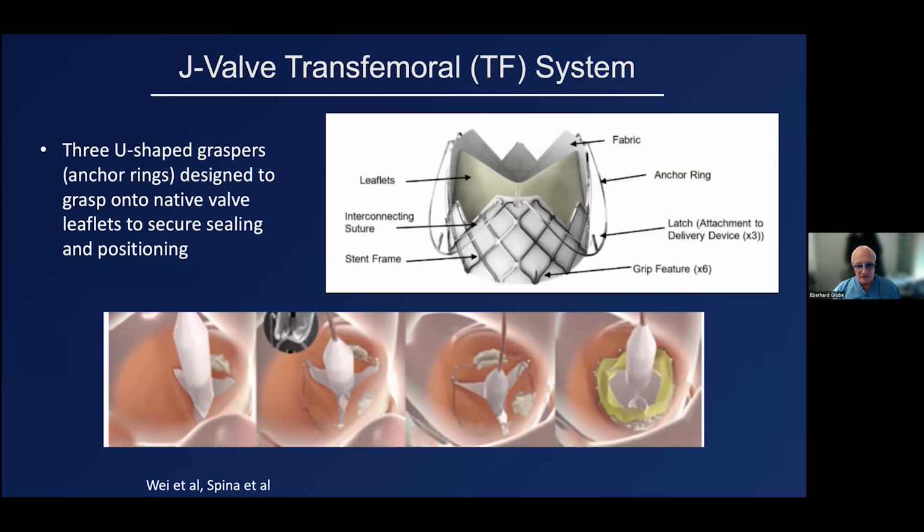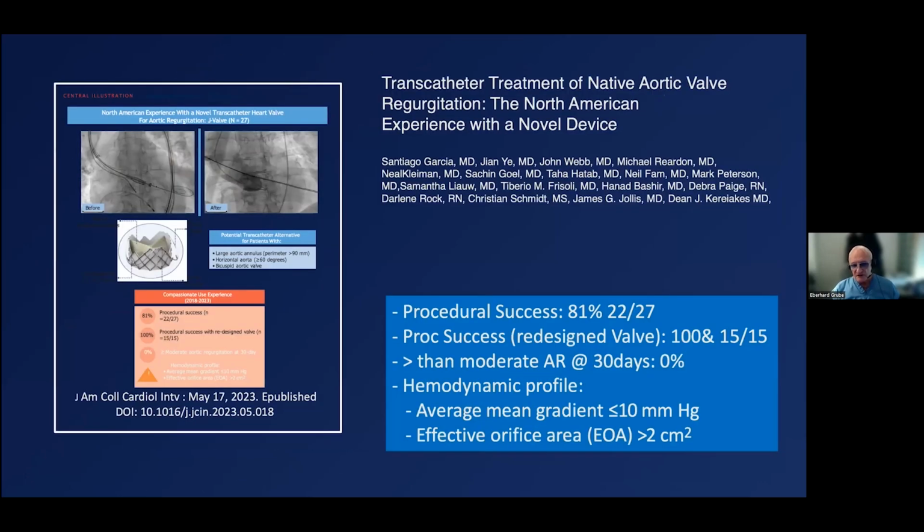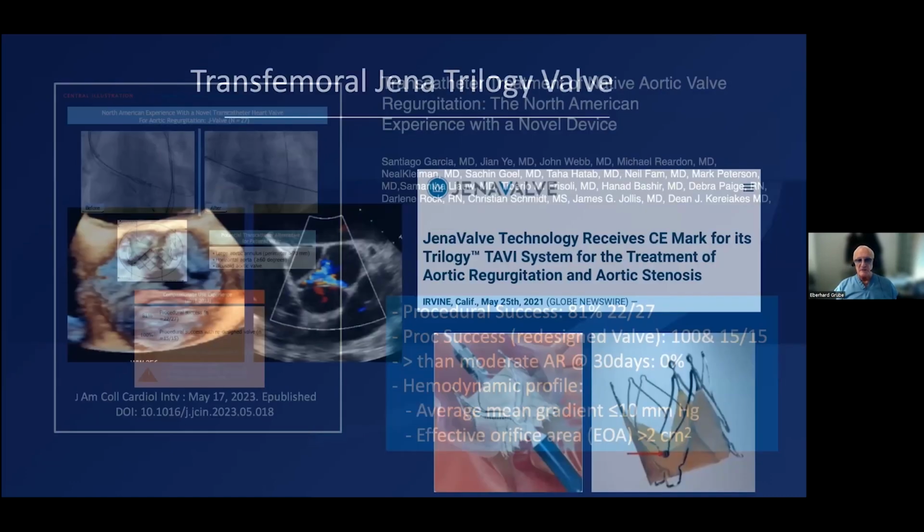The transfemoral J-Valve has three U-shaped graspers, so-called anchorings, designed to grasp onto native valve leaflets to secure sealing and positioning. The transapical approach has been CFDA approved in 2017. Early American experience has been published recently with good procedural success, no moderate AR at 30 days, hemodynamic profile with very low mean gradients and a very effective orifice area, more than 2 square centimeters.